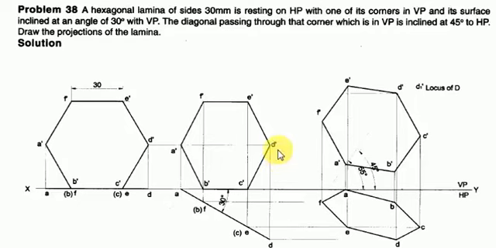Now we'll explain how to construct this problem in the grid book. As already explained, a hexagonal lamina of side 30 mm is resting on its HP with one of its corners in VP.